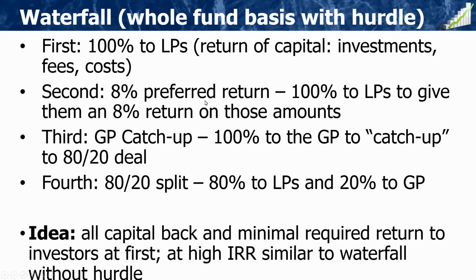Okay. Now let's consider the situation with a hurdle. In this case, remember, 100% should go to limited partners. Then we have to calculate the preferred return, which will provide investors with at least an IRR of 8%. Then the general partner will catch up with the limited partners. And if we still have capital to split, we will split that 80-20. The idea here again: all capital back, but minimum required return to investors first. If IRR is high enough, the waterfall in the end will be similar to the situation without hurdle.